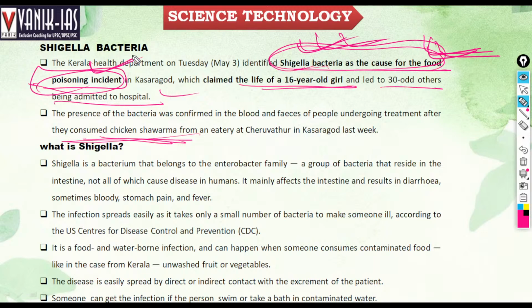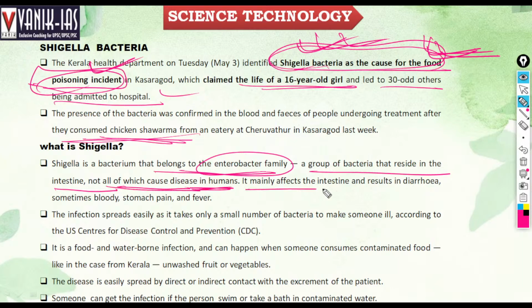What is this Shigella bacteria? It is a bacterium that belongs to the Enterobacteriaceae family, a group of bacteria that reside in the intestine. Not all of them cause disease in humans. It mainly affects the intestine and results in diarrhea, sometimes bloody, stomach pain and fever. Shigella bacteria is associated with food poisoning, belongs to the Enterobacteriaceae family, causes body pain and fever, affects our intestine and results in diarrhea.